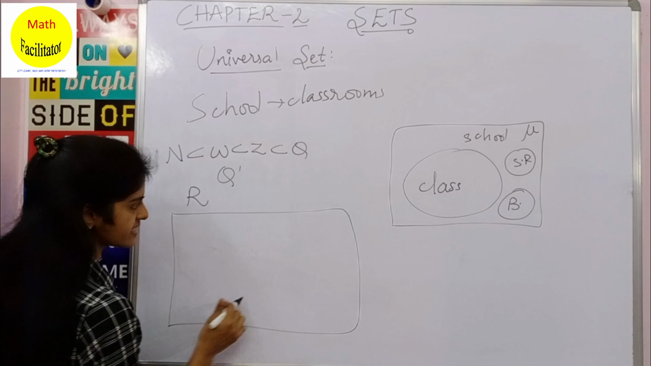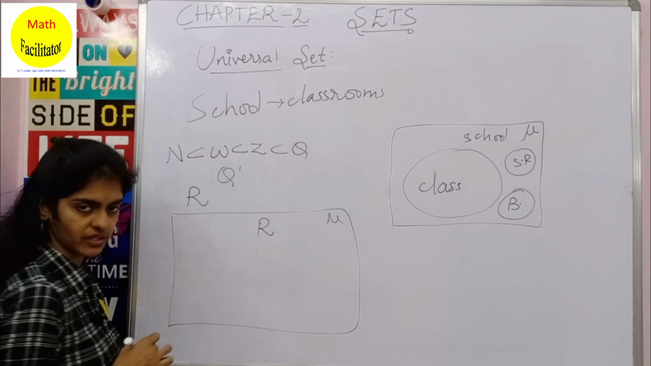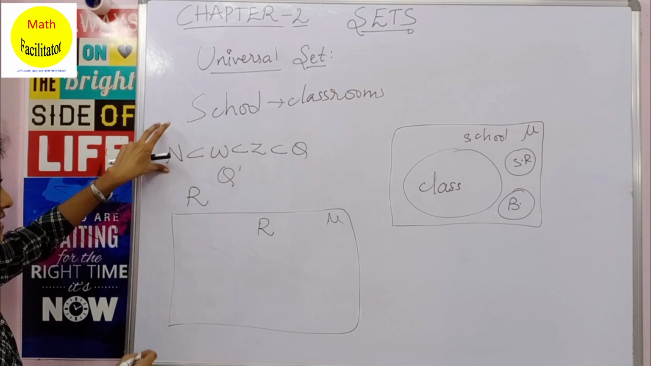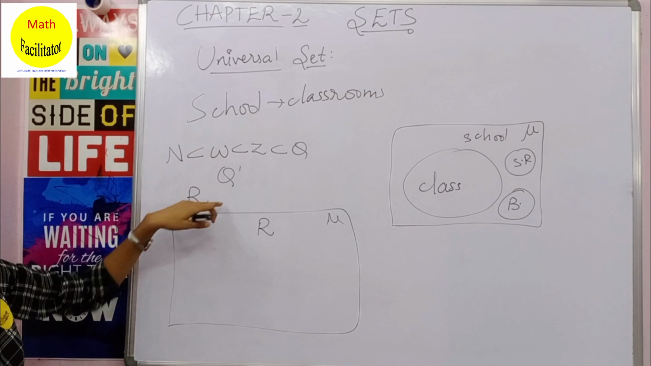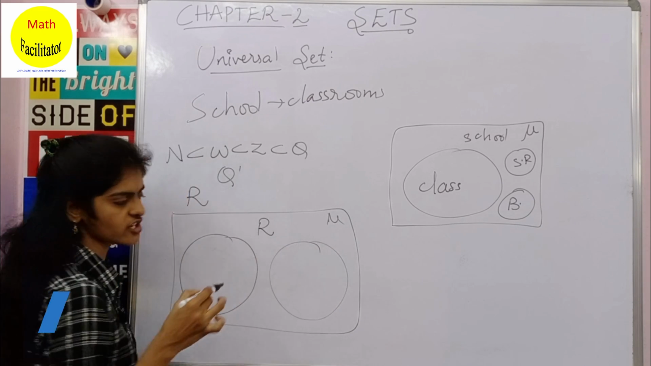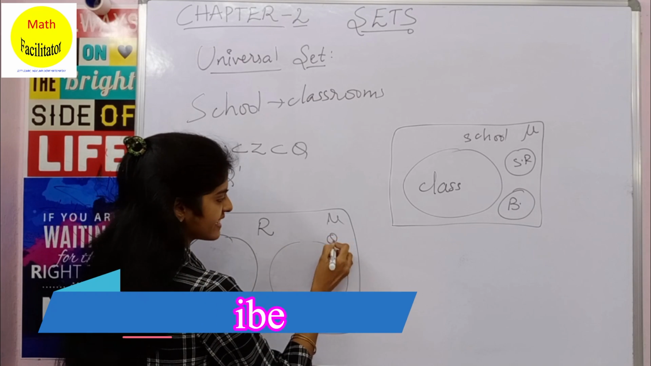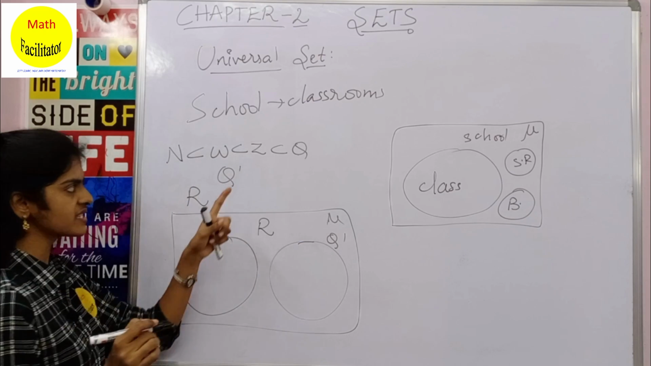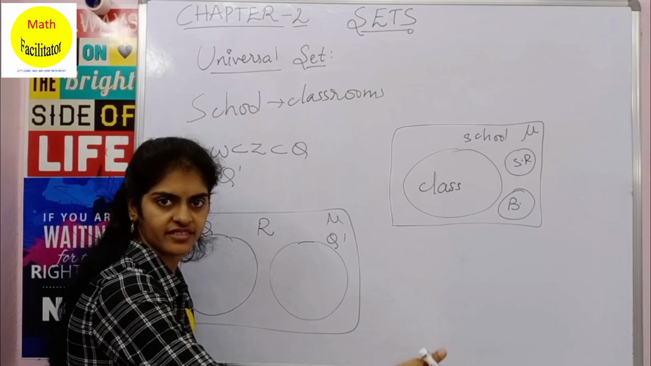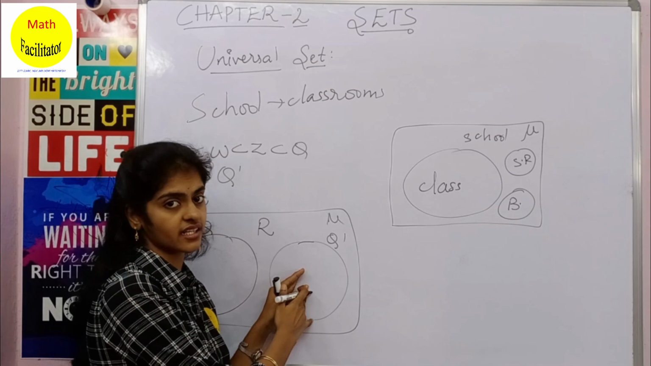So if this is real numbers and this is a universal set, then in real numbers you can see rational numbers is one set and irrational numbers is another set. So this is rational numbers and this is irrational numbers. Clear? You know that rational numbers are different from irrational numbers. Rational numbers can be written in the form p by q. Irrational numbers cannot be written in the form p by q.